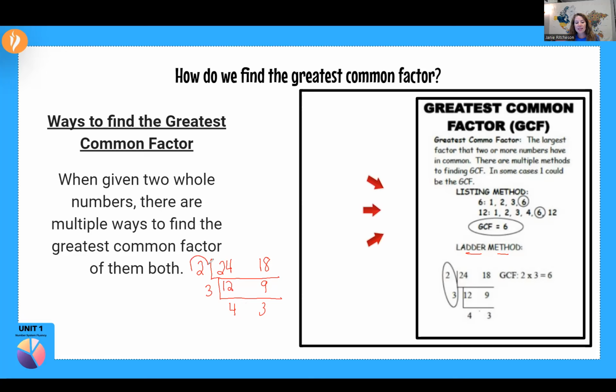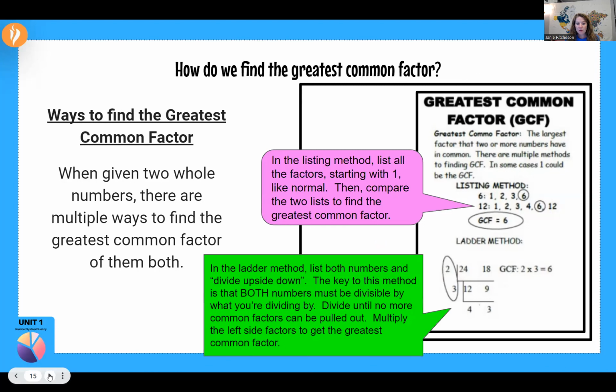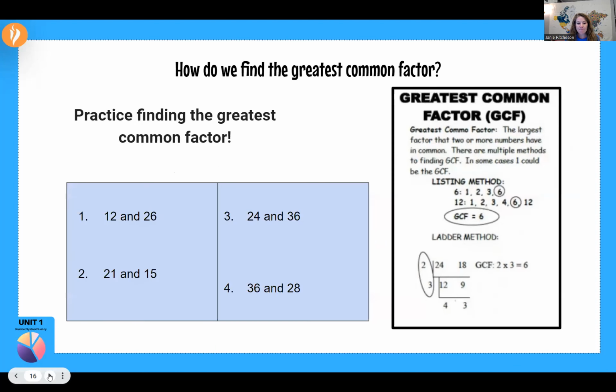And the way to find the greatest common factor is you multiply these 2 digits over here on the left. So I know the greatest common factor of 24 and 18 is 2 times 3 is 6. Okay, so I hope you guys have been introduced to that ladder method, and we're going to practice using it a few more times. So there are some directions for doing the ladder method. All right, so you guys, either by doing the listing method or the ladder method, I would love for you to pause the video and see if you can find out the greatest common factor of each of these problems.